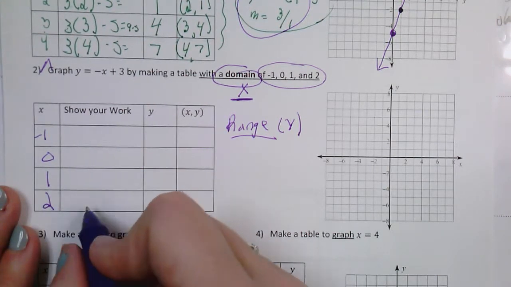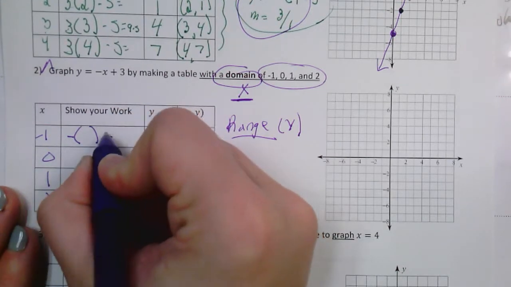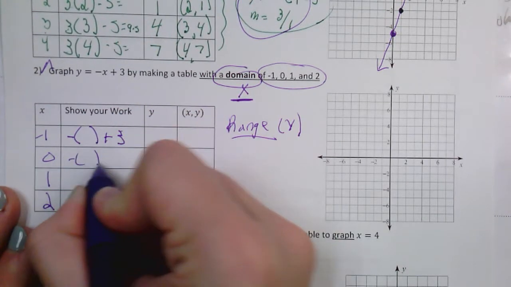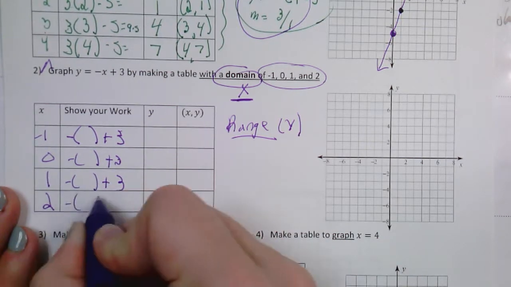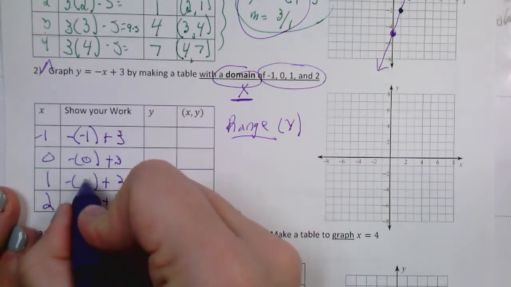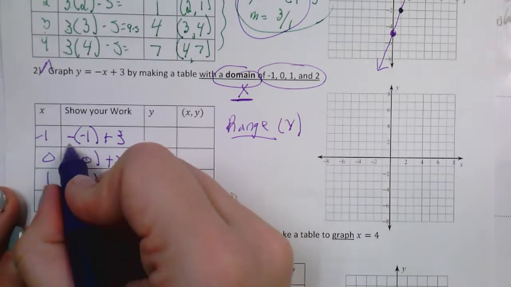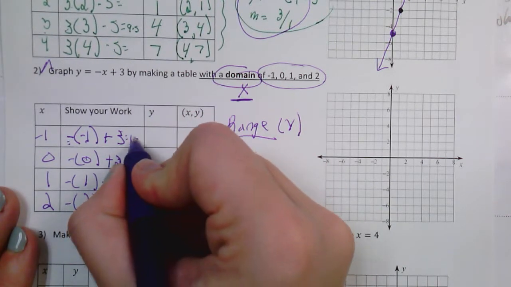calculate. You would then come up here and plug in negative blank plus 3, negative blank plus 3, negative blank plus 3, negative blank plus 3. And then, of course, just going in, filling in negative 1, 0, 1, 2. Be careful because this will become a negative negative, which means this is coming out as positive 1 plus 3, which will give me 4.